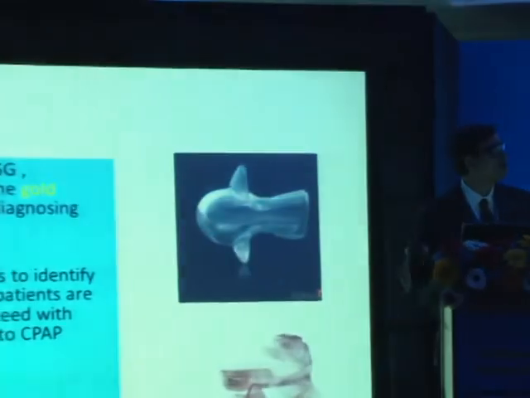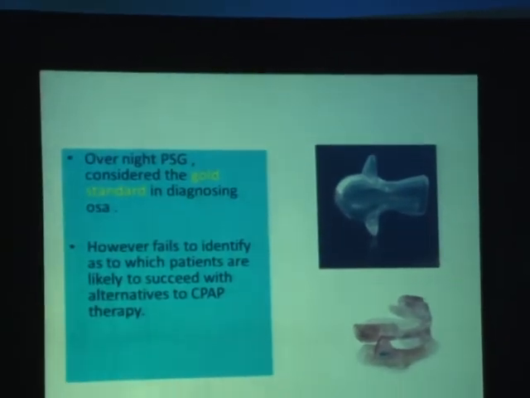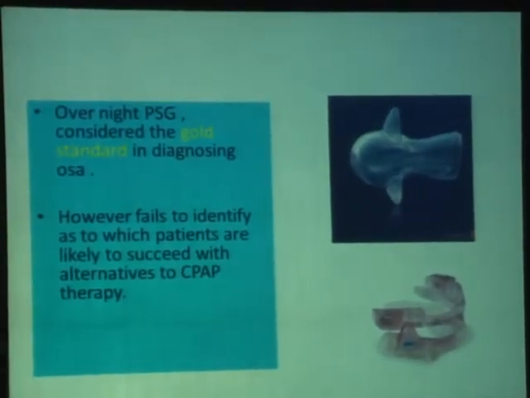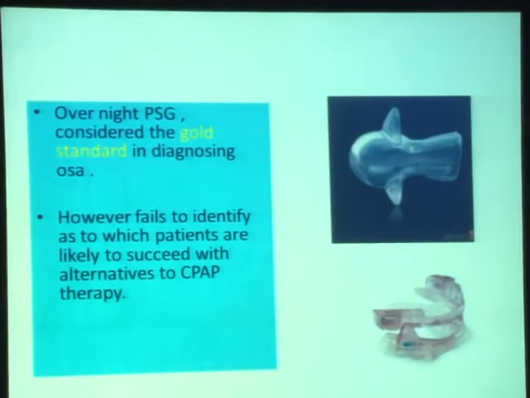So why is this very important? Now, as you all see here, we all know that overnight polysomnography, whichever level it might be, is the gold standard in diagnosing sleep apnea. However, it fails to identify which patients are likely to succeed with alternatives for sleep apnea. I'm not only talking about surgery. I'm also talking about other means: mandibular appliances, strips, other means.